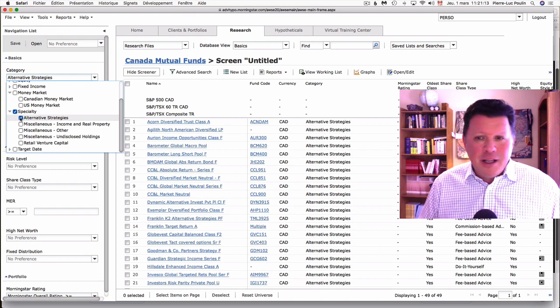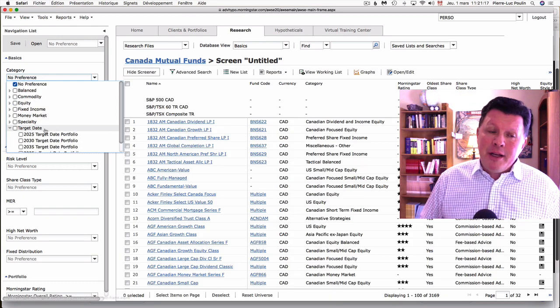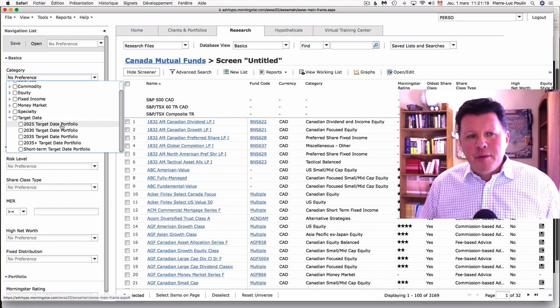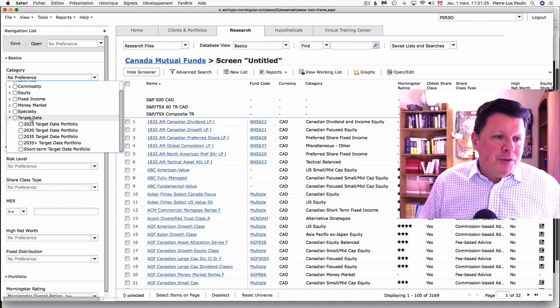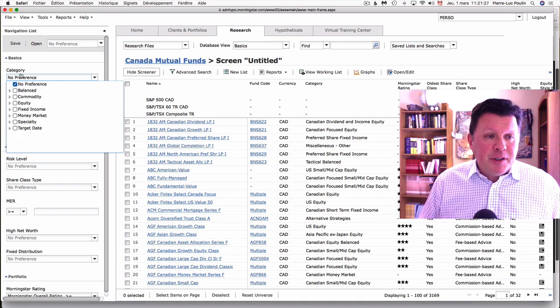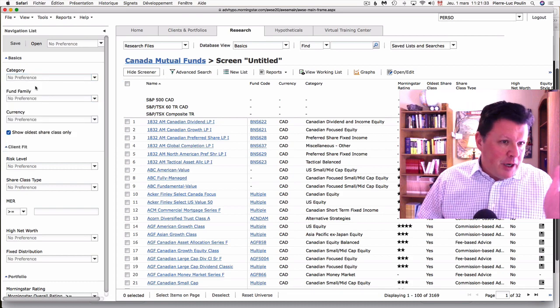So the alternative strategy here, and target date, which are balanced funds, but with an objective of a target date for the retirement and to take the money out of the fund. So these are the different categories that you can choose from the screener. They are not at the bottom anymore. They are right there.